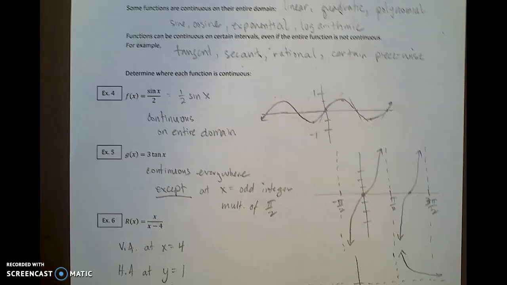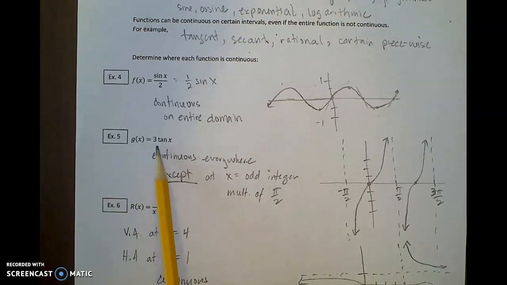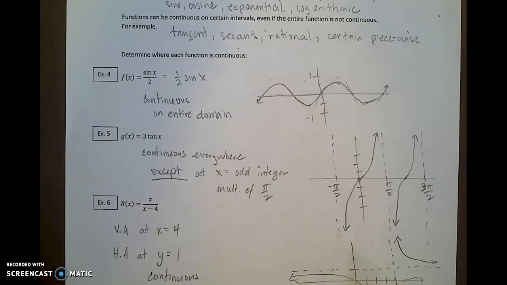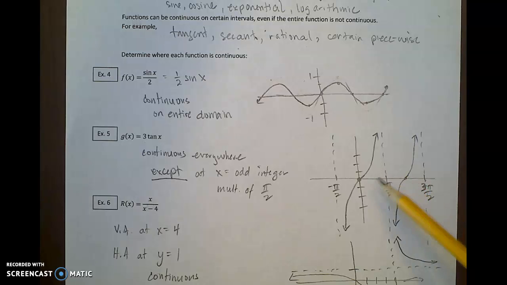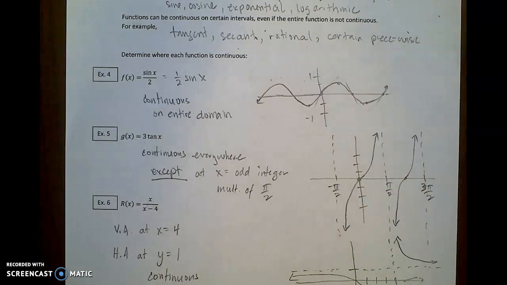Sticking with the trigonometry, this function is defined as 3 times tangent x. And again, remind ourselves that the 3 is kind of like our pseudo amplitude for our tangent function. So here is the graph of that particular function. And as we can see, depending on what the intervals are, this particular function is continuous everywhere except at x where there's an odd integer multiple of pi over 2. For the tangent function there are vertical asymptotes, but otherwise this function is continuous.